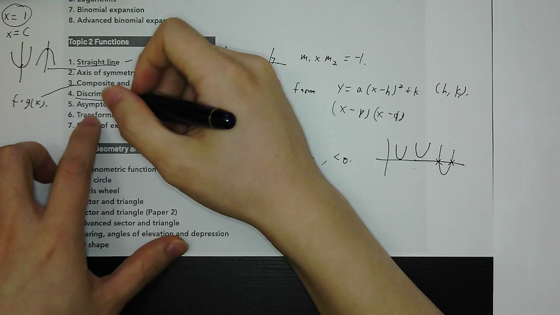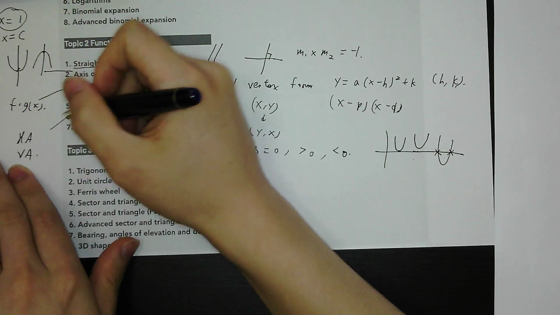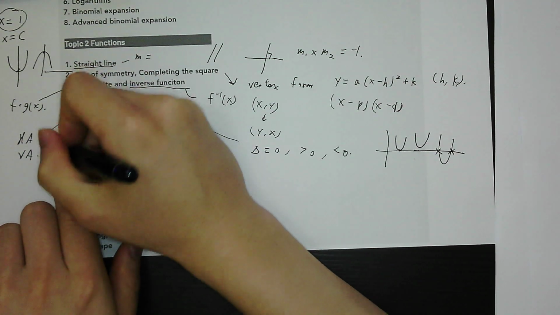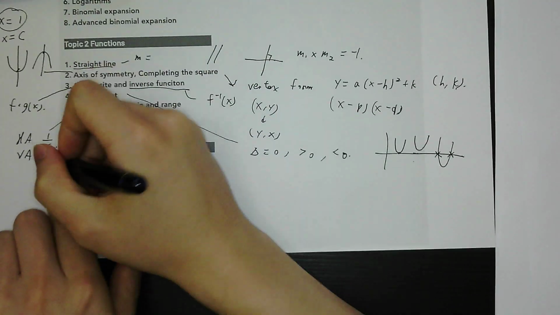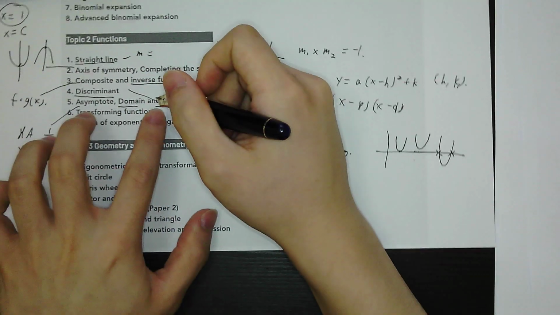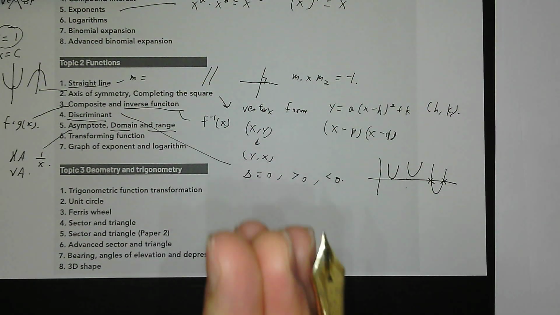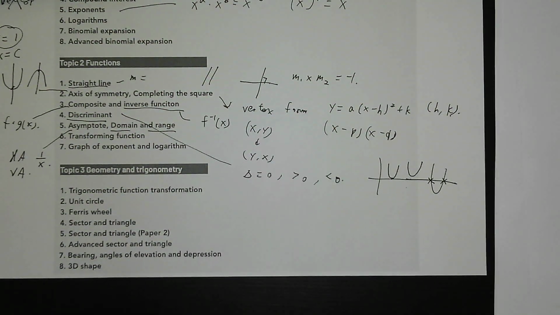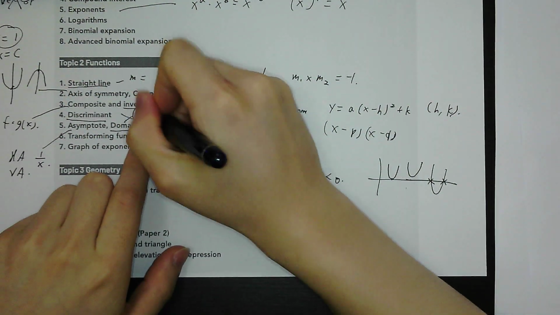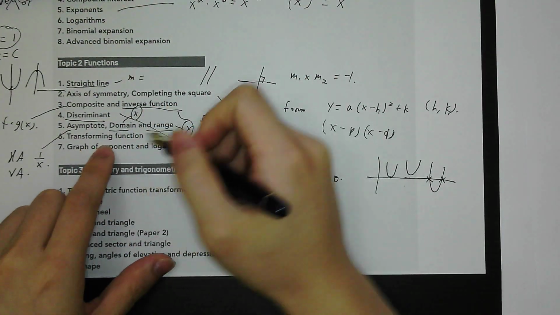Note 5 will be the asymptote, let's say the horizontal or vertical asymptote, especially for a reciprocal function or rational functions. For domain and range, why would I put these two concepts into one note? Because for finding the domain and range of a function, you need to find the asymptote first. So domain means the x values, and range means the y values. So note 6, transforming functions.